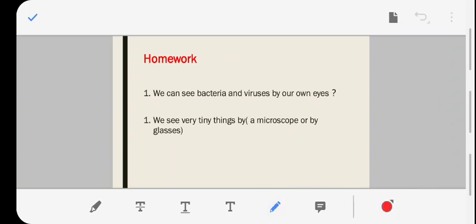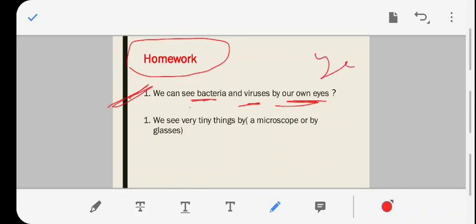Our lesson today is finished. Homework number 1. We can see bacteria and viruses by our own eyes. Yes or no? Answer by yes or no only.